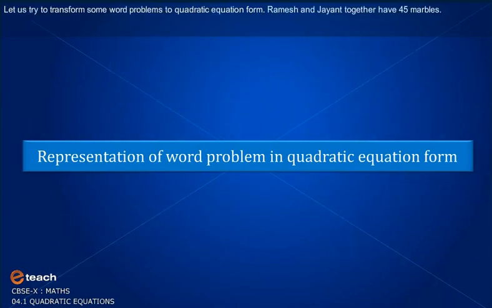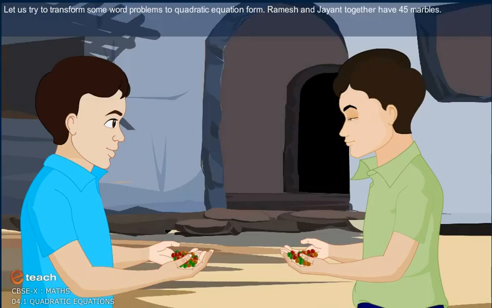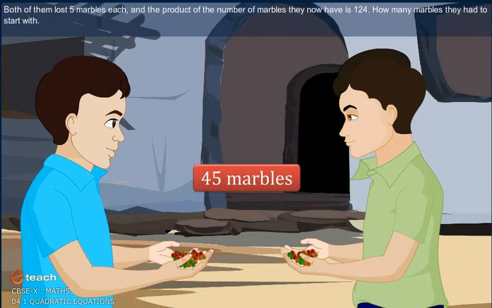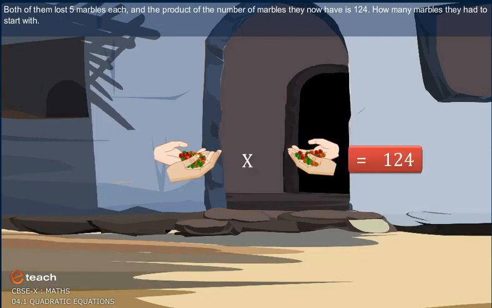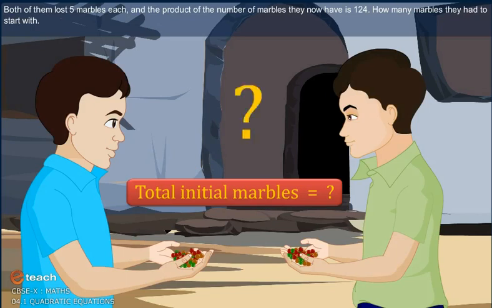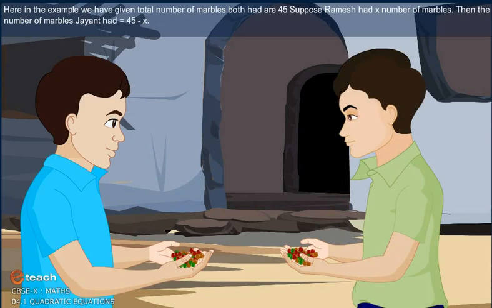Now let us try to transform some word problems to quadratic equation form. Ramesh and Jen together have 45 marbles. Both of them lost 5 marbles each. And the product of the number of marbles they now have is 124. Now, how many marbles did they have to start with? Here, in the example, the total number of marbles both had is 45. Suppose Ramesh had x number of marbles, then the number of marbles Jen had is equal to 45 minus x.